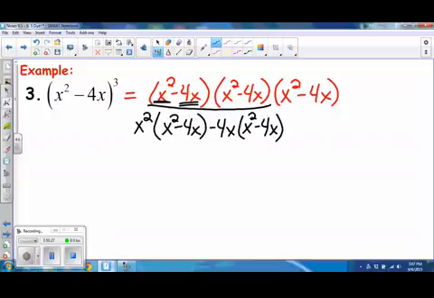Okay? So, let's do this. First, I need to distribute the x squared. X squared times x squared is x to the 4th. X squared times negative 4x is negative 4x to the 3rd. Okay? We're done with this one. Now I need to do this one. Negative 4x times x squared is negative 4x cubed, and then negative 4x times negative 4x is positive 16x squared.